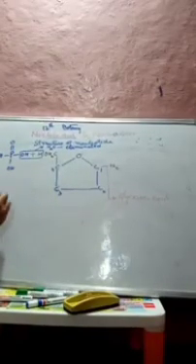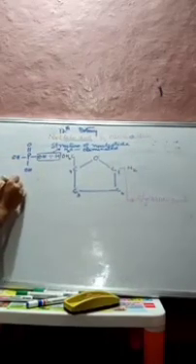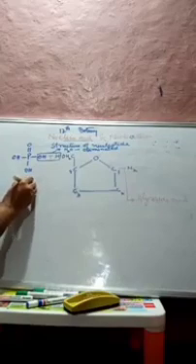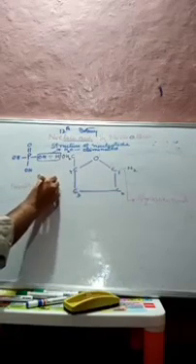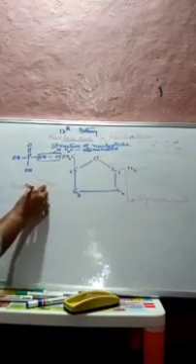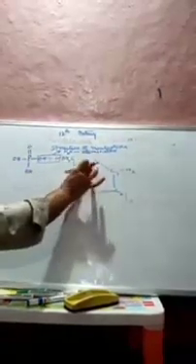And this bond, which we see here, is called the phosphodiester bond. So the phosphodiester bond is the bond between the pentose sugar and the phosphoric acid, and the glycoside bond is between the pentose sugar and the nitrogen base.